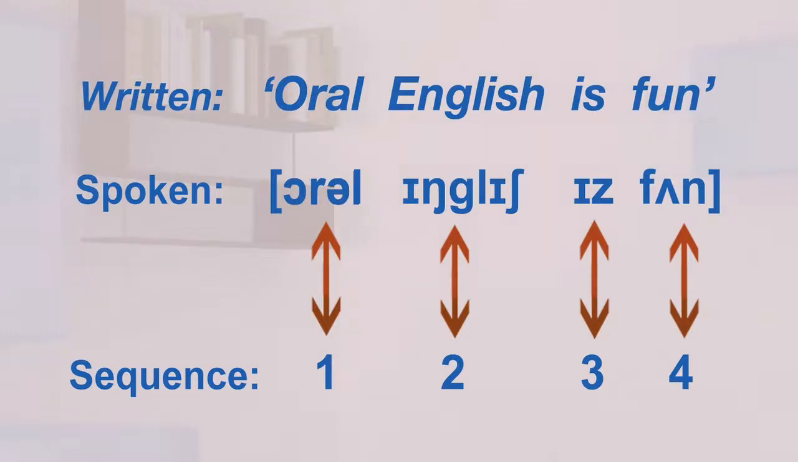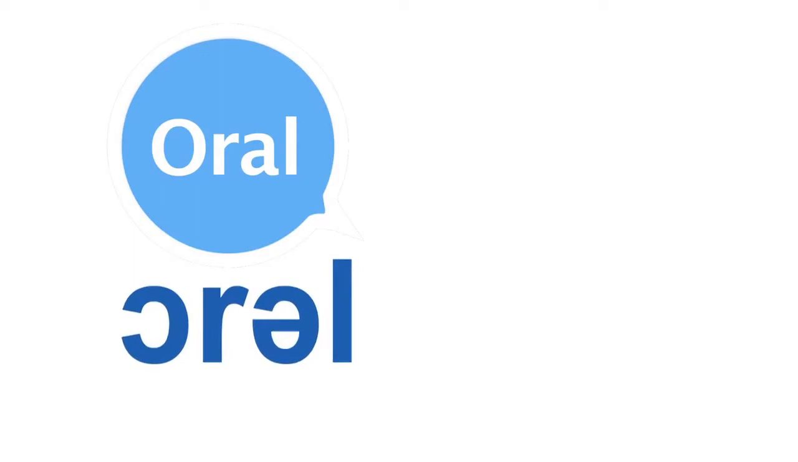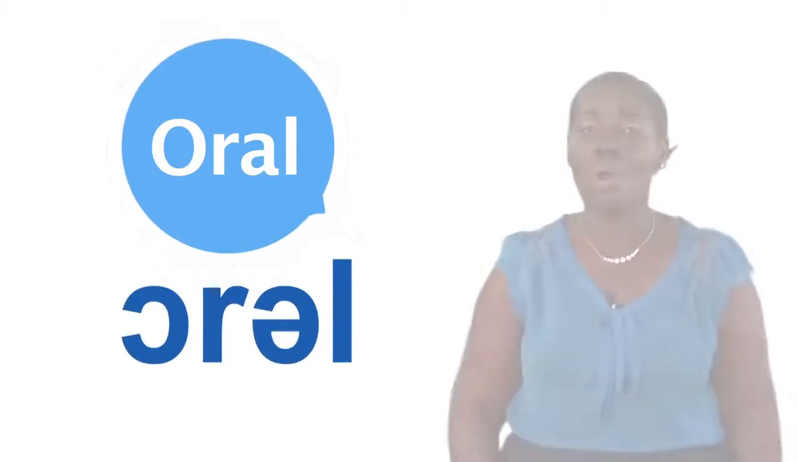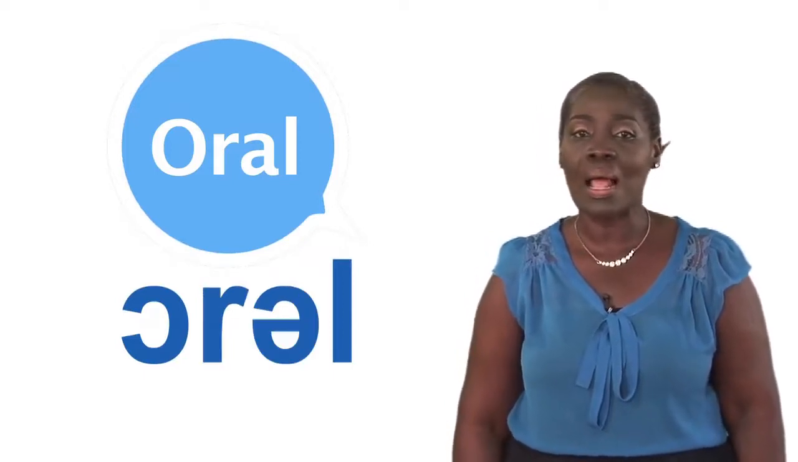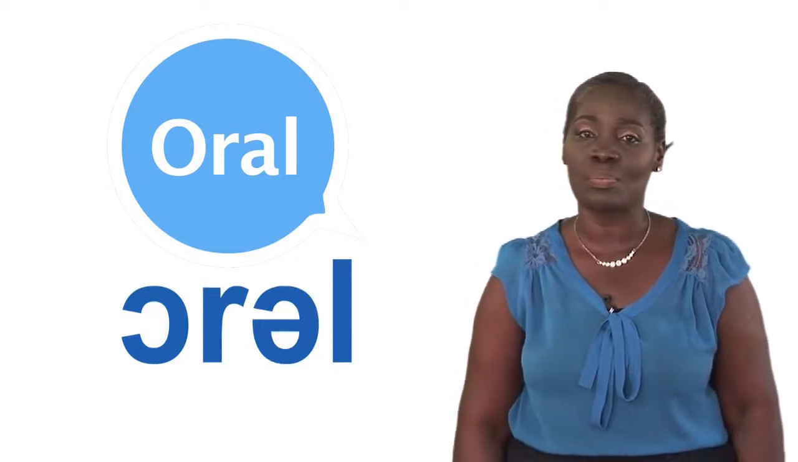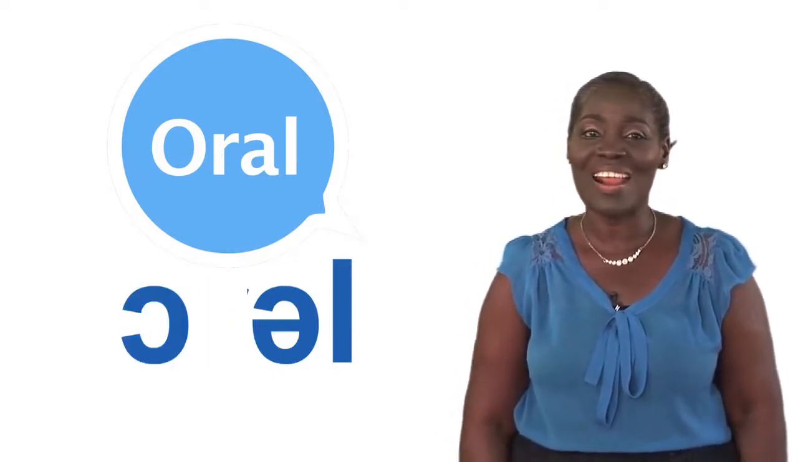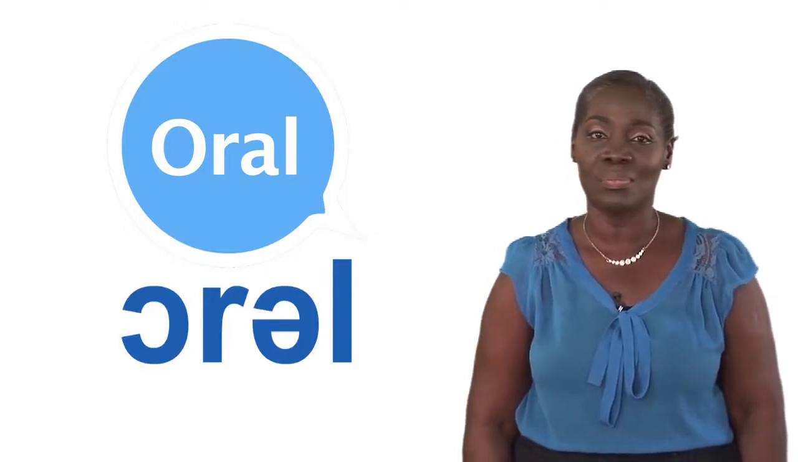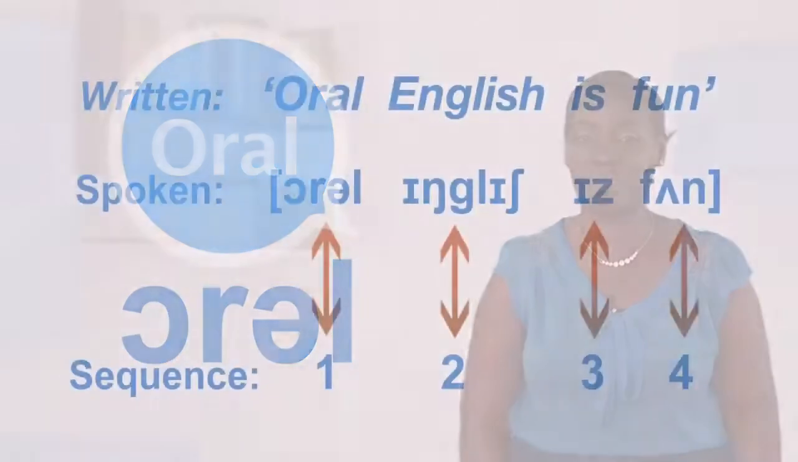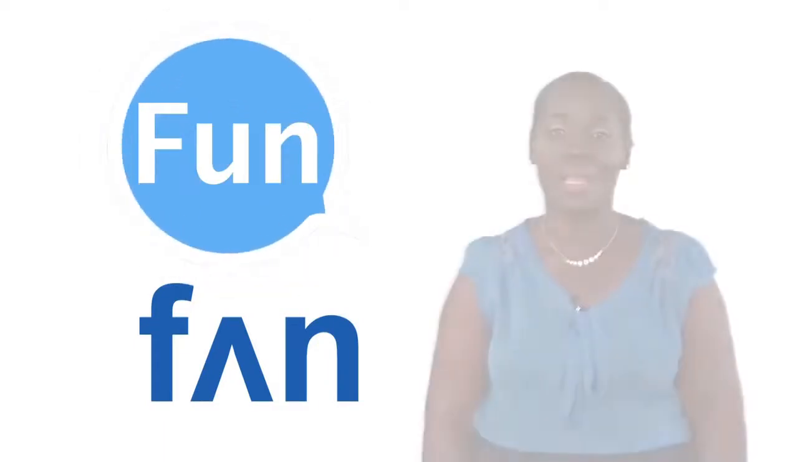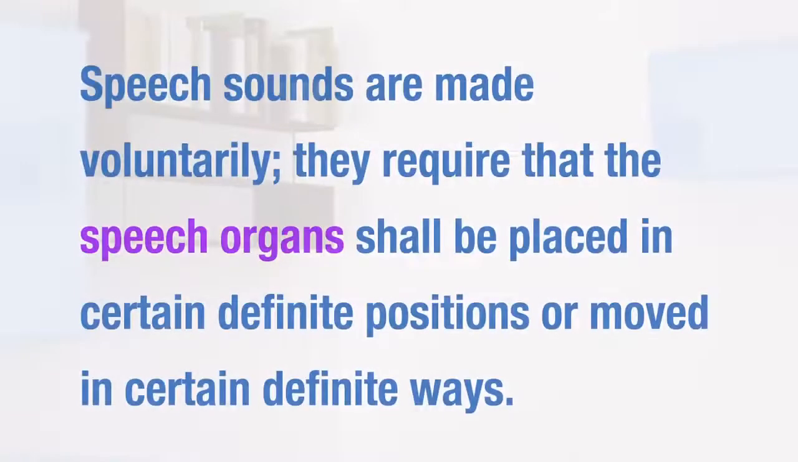For example, the first sequence, oral, is made up of 4 sounds: o, Repeat after me. O, That's very good. Also, the last sequence, fun, is made up of 3 sounds. And speech sounds are made voluntarily. They require that the speech organs shall be placed in certain definite positions or moved in certain definite ways.